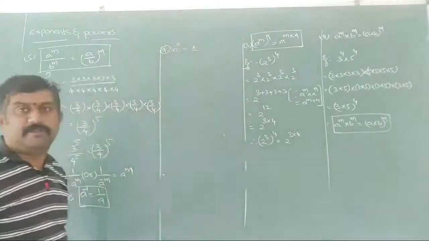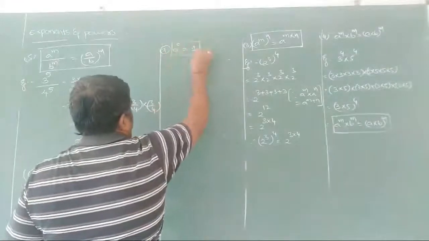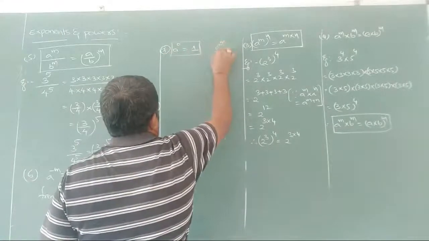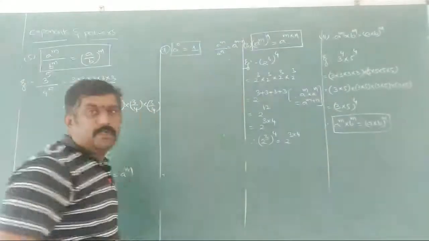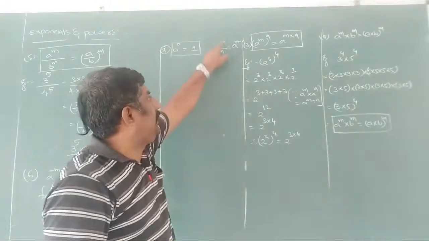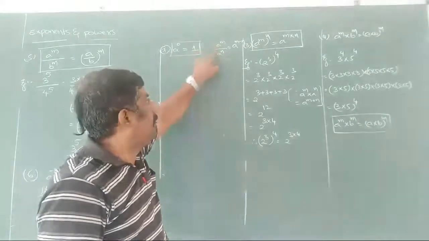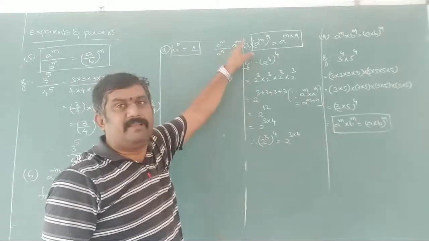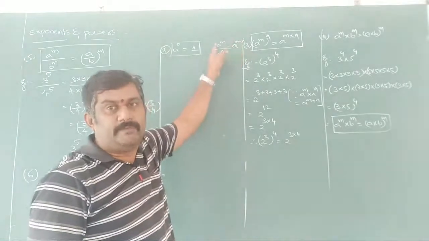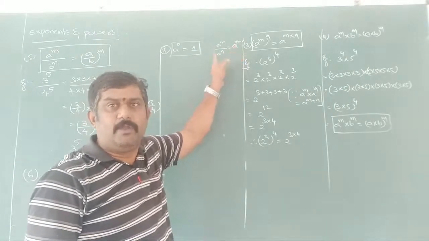A to the power of 0 is equal to 1. We can extend this by the formula also. Whenever m and n both are equal, we can say a to the power of m by a to the power of m is equal to a to the power of m minus m. M minus m is 0, but a to the power of m by a to the power of m is giving us 1. So simply, a to the power of 0 is going to be 1.